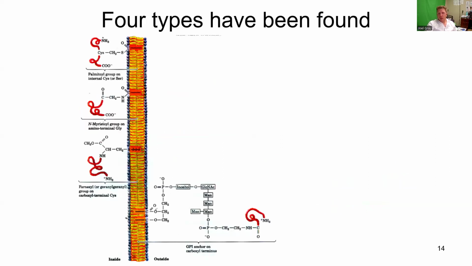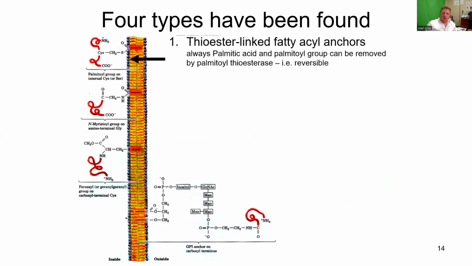Now, there are 4 major types of other linkages. Thioester-linked fatty acyl anchors. These are always going to be palmitic acid, and a palmitoyl group can be removed by an enzyme known as palmitoyl transferase or thioesterase.